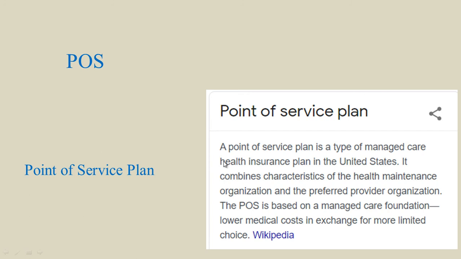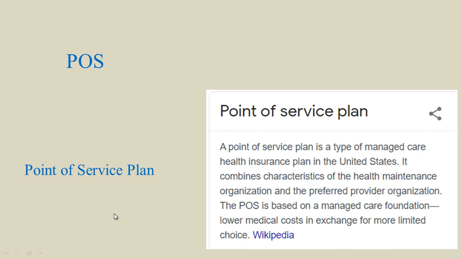POS, Point of Service Plan. A point of service plan is a type of managed care health insurance plan in the United States. It combines characteristics of a health maintenance organization and a preferred provider organization. The POS is based on a managed care foundation, lower medical cost in exchange for more limited choice.